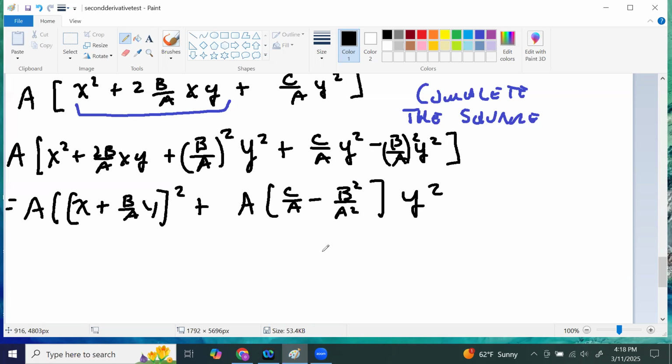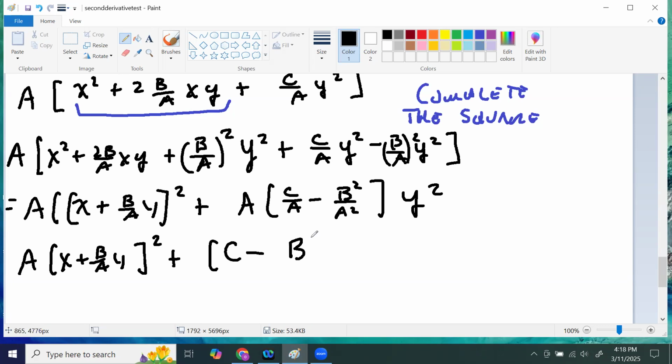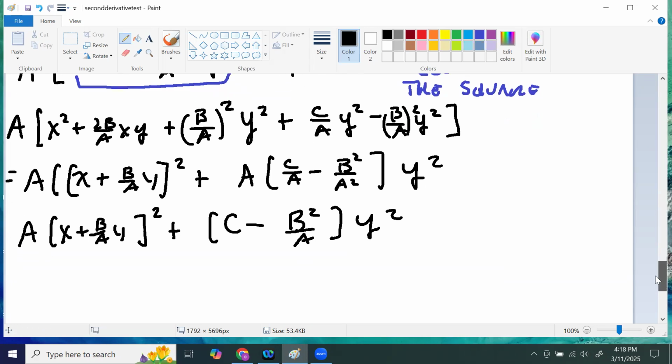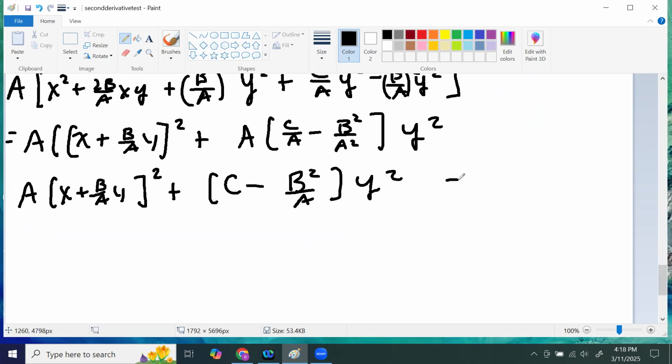Y squared. Now we're almost ready to do this. What I'm going to do now is write it like this. I'm going to multiply this through by a, and I get c minus b squared over a y squared. And then I'm going to do one more thing. I want to get a common denominator here. So I'm going to do this.